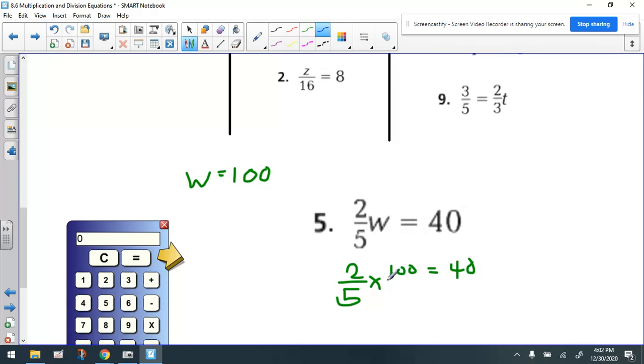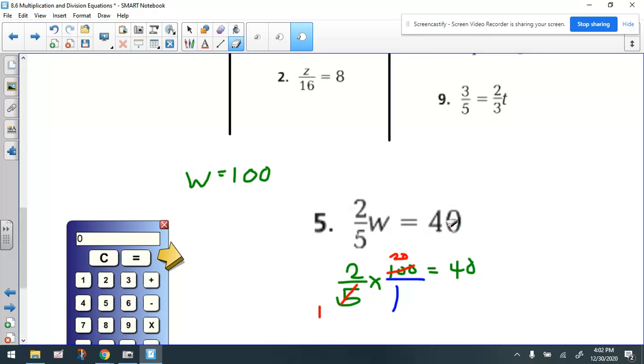Remember, 100 is the same thing as 100 divided by 1. If we go ahead and do the work for this, we can divide by 5 and get 1, divide by 5 and get 20. And isn't 2 times 20 equal to 40? And isn't 1 times 1 equal to 1? And wouldn't 40 divided by 1 equal 40? So that checks.